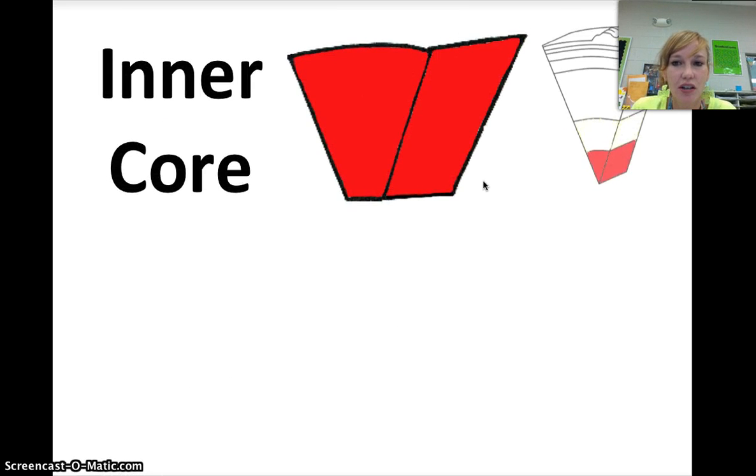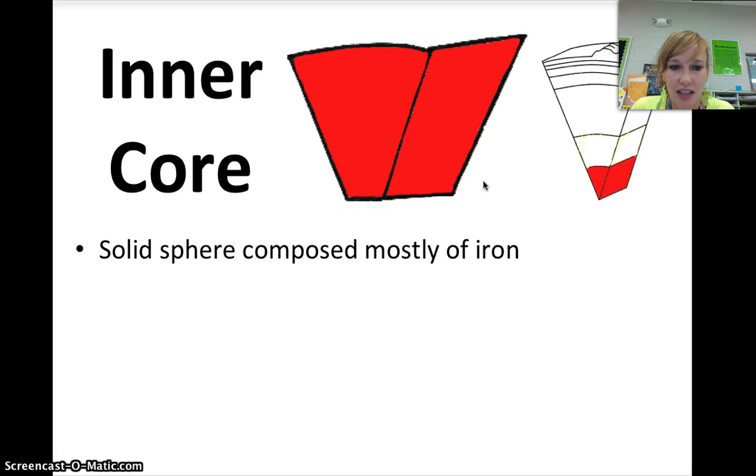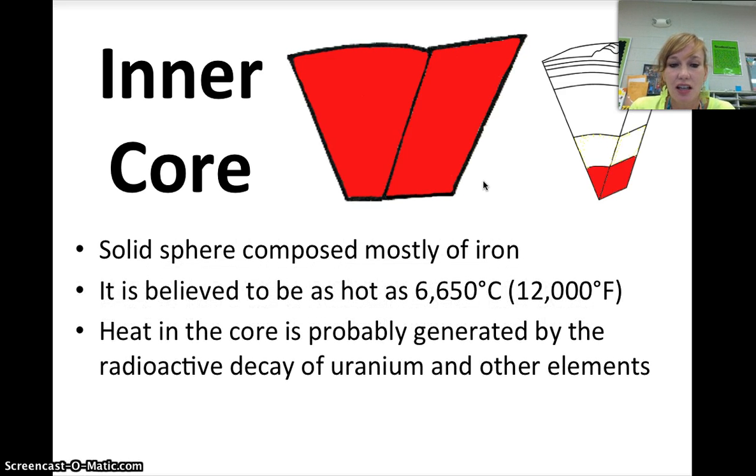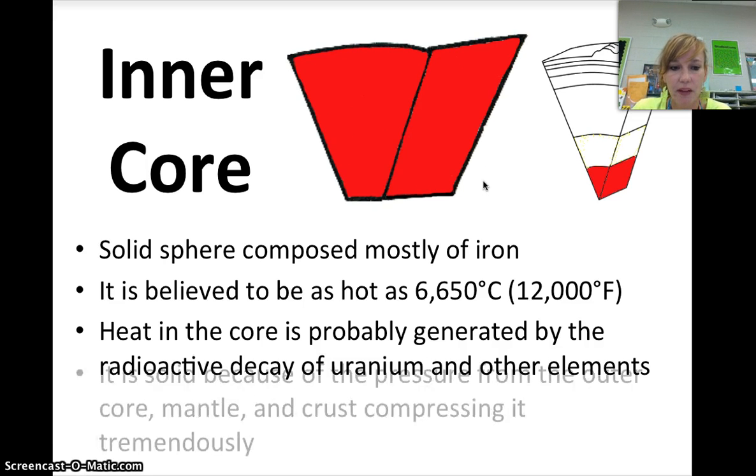Then we have the inner core. It's red because it is very hot, mostly made of iron, a little bit of nickel, and it is solid. It is believed to be as hot as 6,000 degrees Celsius, which is 12,000 degrees Fahrenheit. We're getting hotter and hotter. So you can see as you get to the center of the earth, it gets hotter and hotter. And they think that the heat is probably created by the radioactive decay of uranium and other elements is causing that heat to still be happening and heating up that inner core.